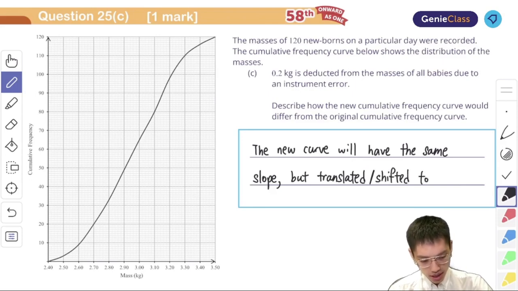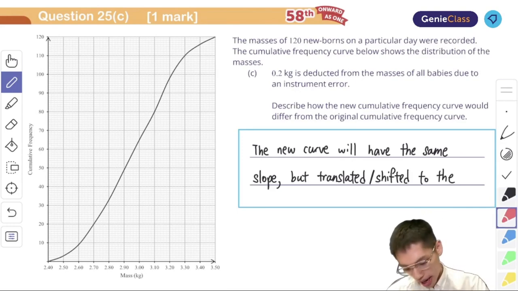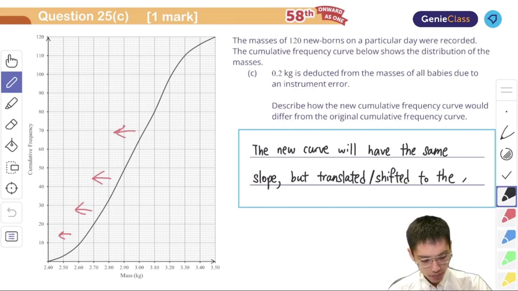Okay, can I have an answer? Does anybody want to try? Is it to the left or to the right? Every value is subtracted, so we are going to the left. Very good, Denise. It's essentially to the left because I am reducing the value.